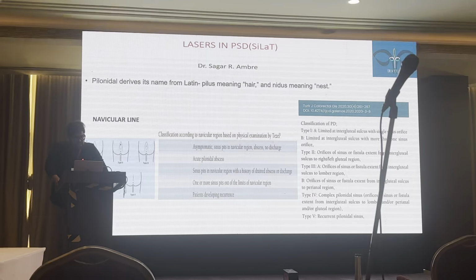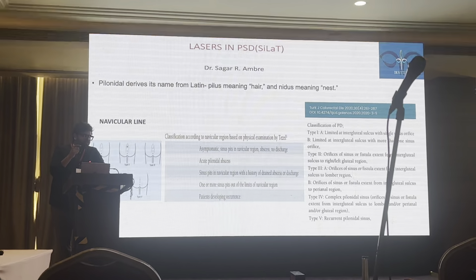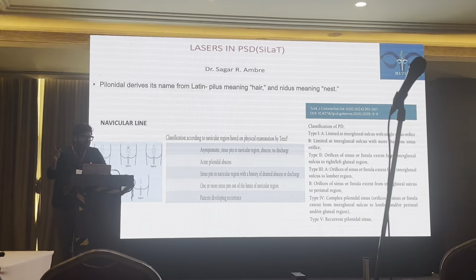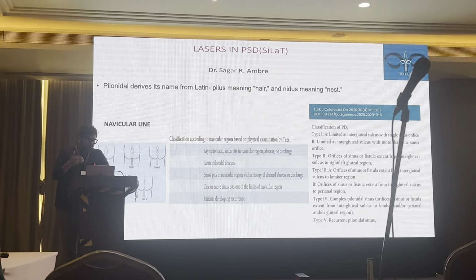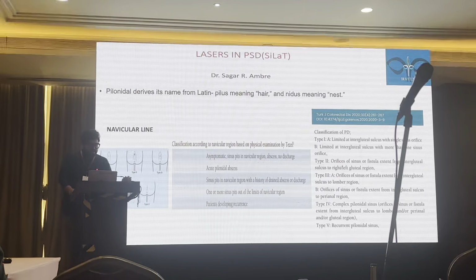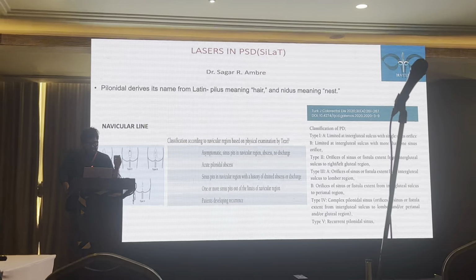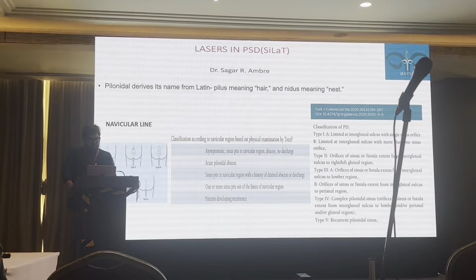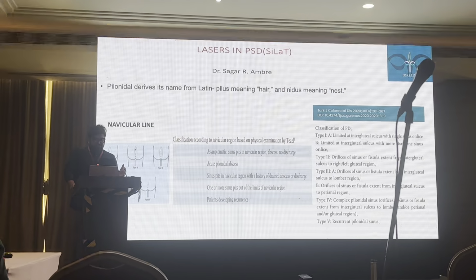What they found is that the midline openings, which we call pits, have communication, forming fistulas which can also be seen in the anal region. Based on that, they classified pilonidal disease further. Type 1A and 1B: type 1A is limited to the intergluteal sulcus with a single sinus orifice, and type 1B is limited to the intergluteal sulcus with more than one sinus orifice.